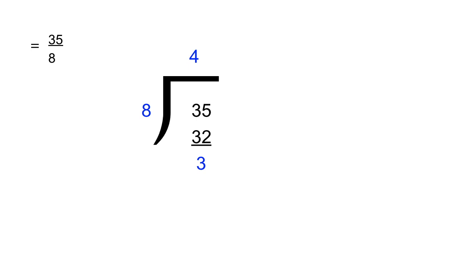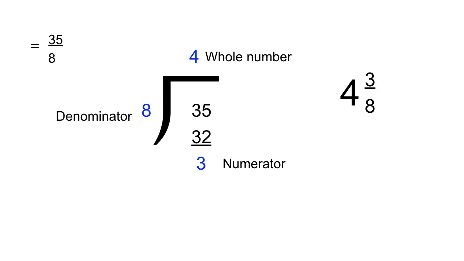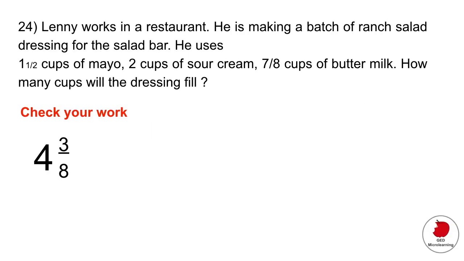So now what these numbers represent: that 4 represents the whole number of your mixed number. The 3 is going to represent the numerator, and the 8 is going to represent the denominator. So your mixed number would be 4 and 3/8. And it's always a good idea to check your work. So let's use that MAD method again to check our work. If we multiply 4 times 8, that gives us 32.